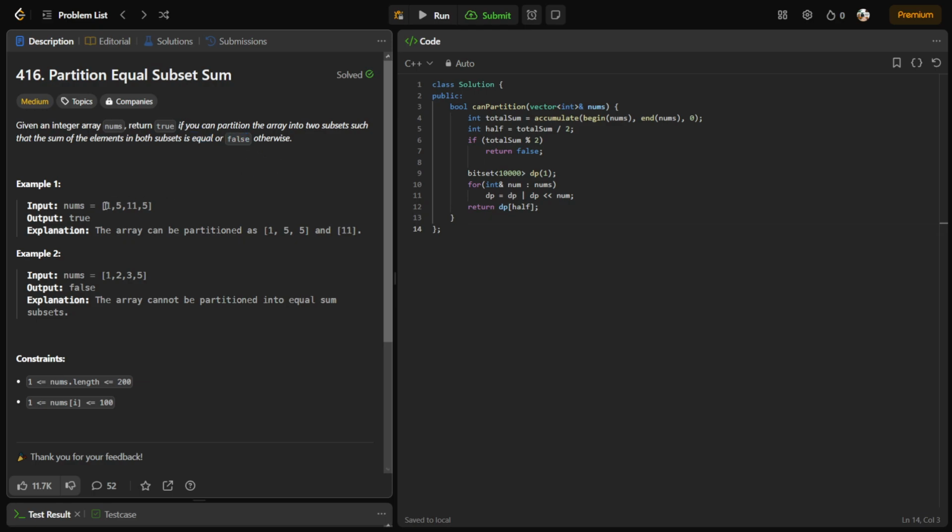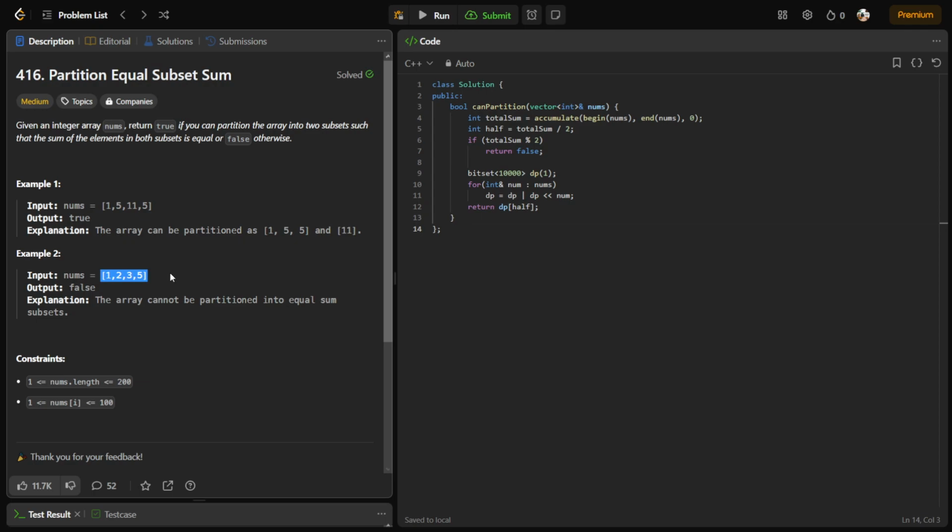So what this means is, let's say it gives us nums equals 1, 5, 11, 5. So we know that we can partition this into 1, 5, 5, and the total would be 11, right? And the remaining subset would be 11 itself, making this array return true because both subsets in this case can be partitioned to have equal values.